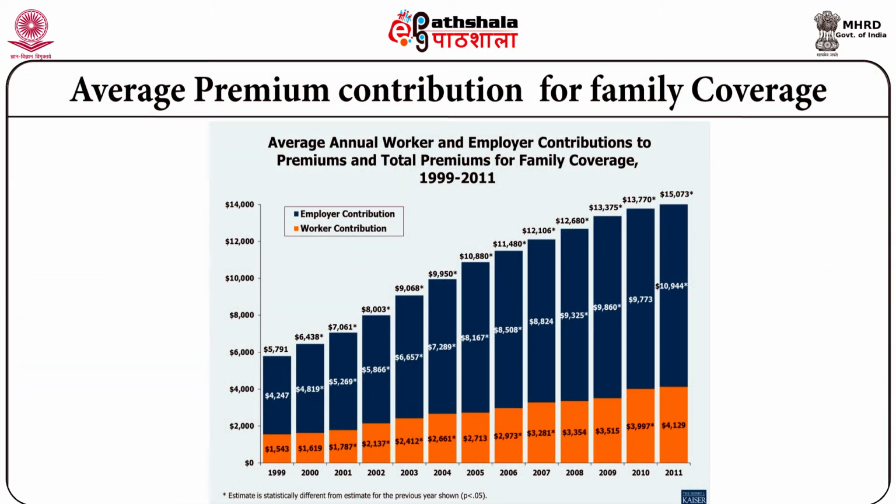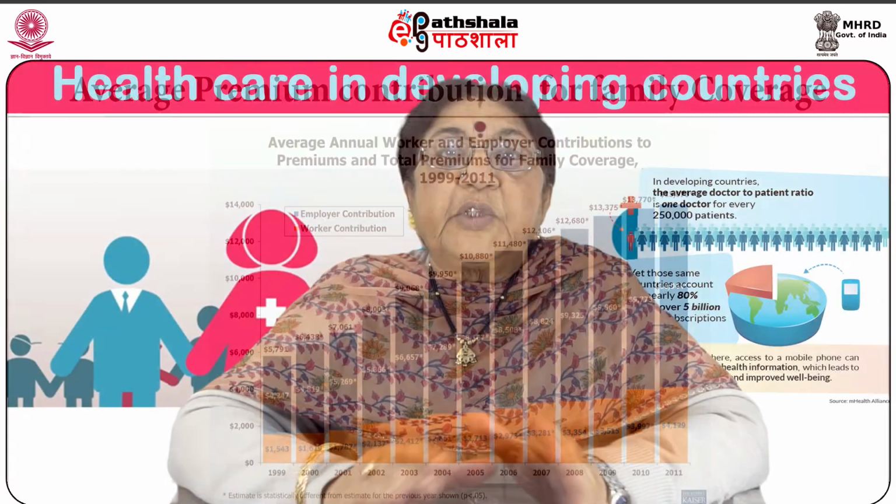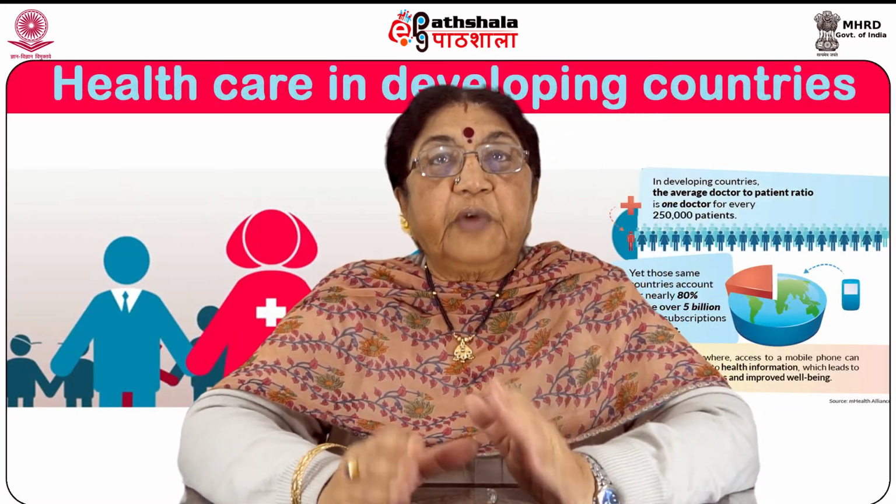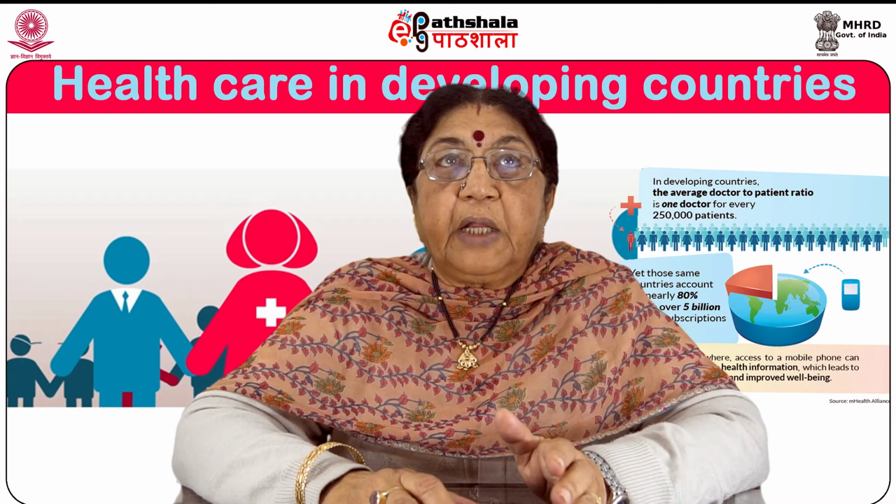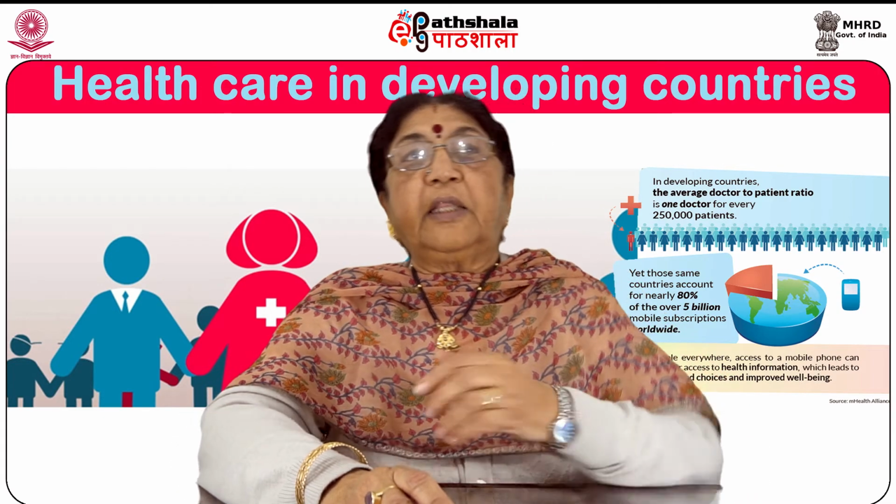Now, average premium contribution for family coverage. It has been seen that from 1999 to 2011, the employer contributions have always been more than the worker contributions, which is very sensible because the worker has a minimal pay and has to pay his contribution for insurance through that. And with that, the employer tops it up to nearly double. This is the system which is now being followed nearly all over, in the developing as well as in the developed countries. And of course, there is social health insurance also.